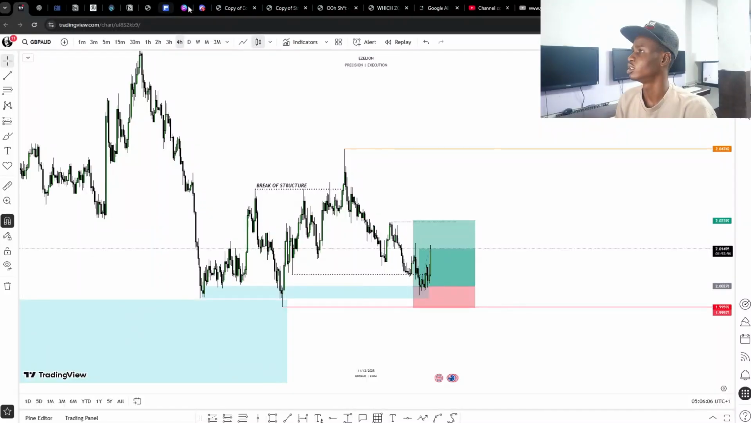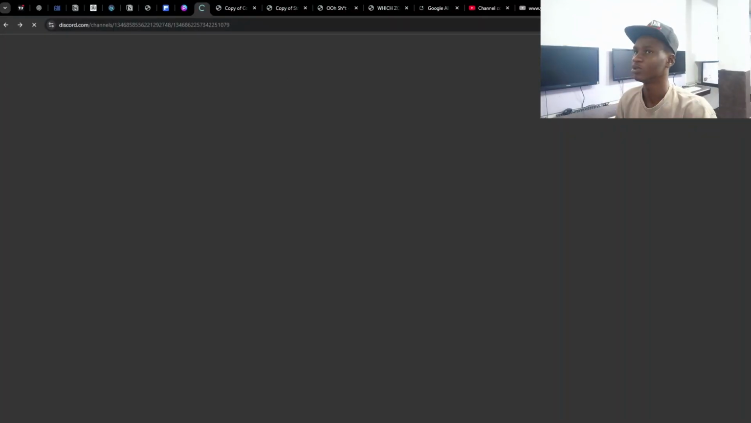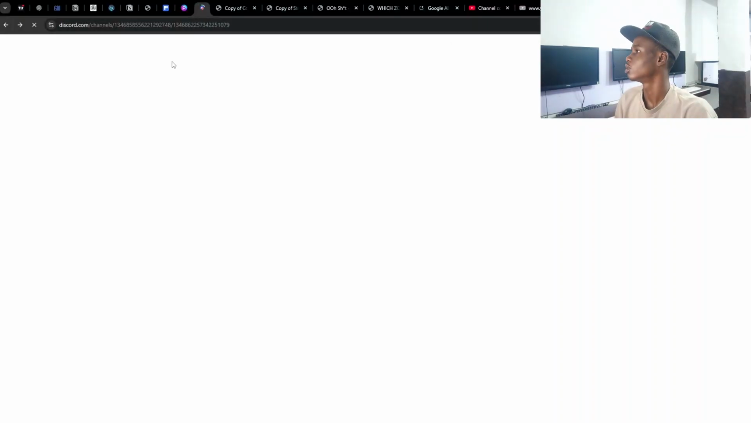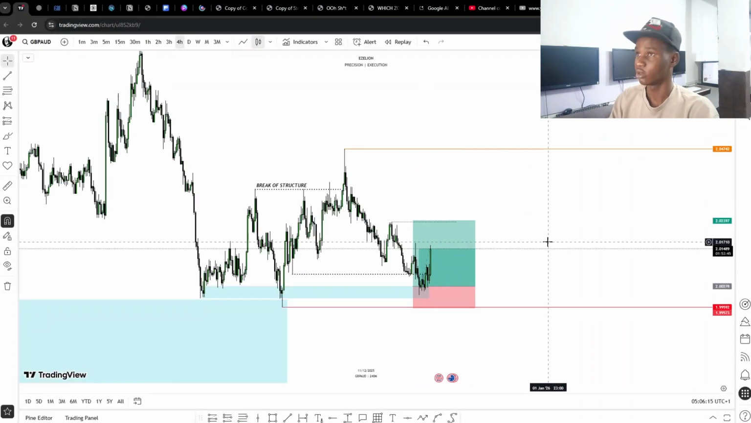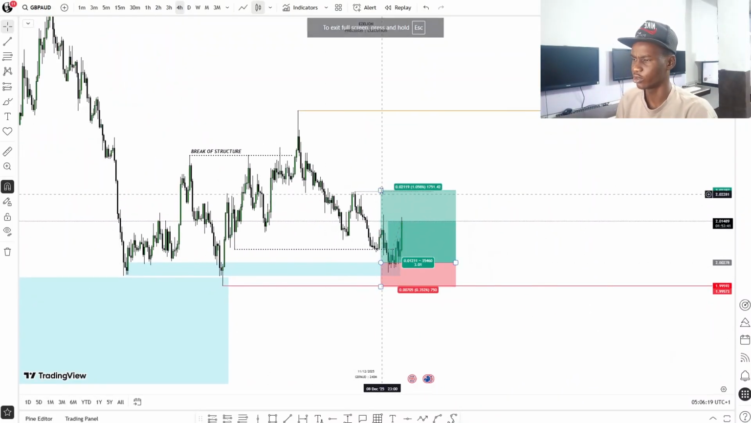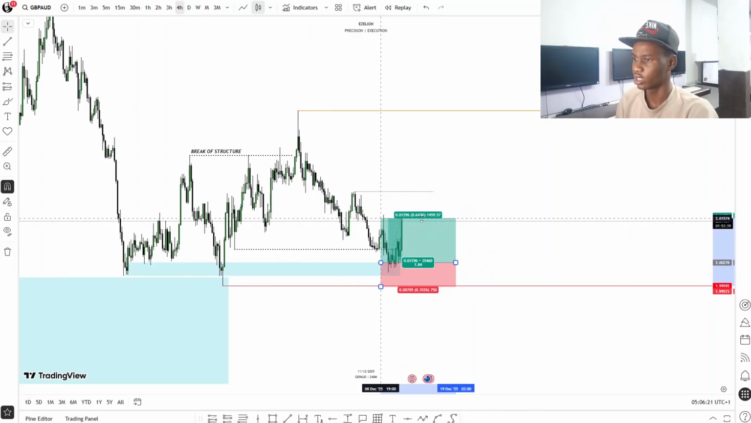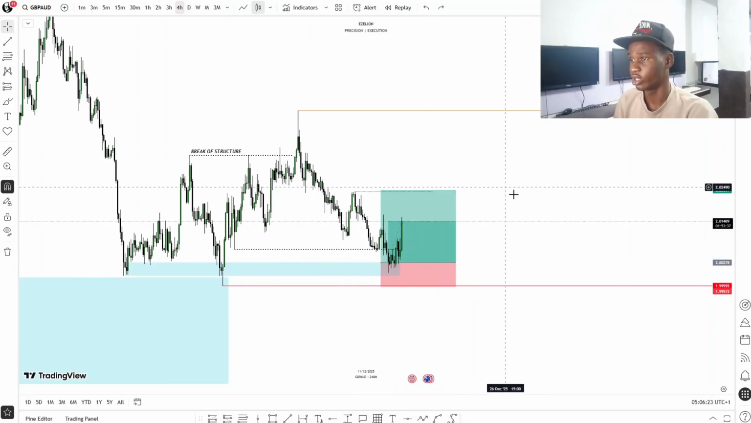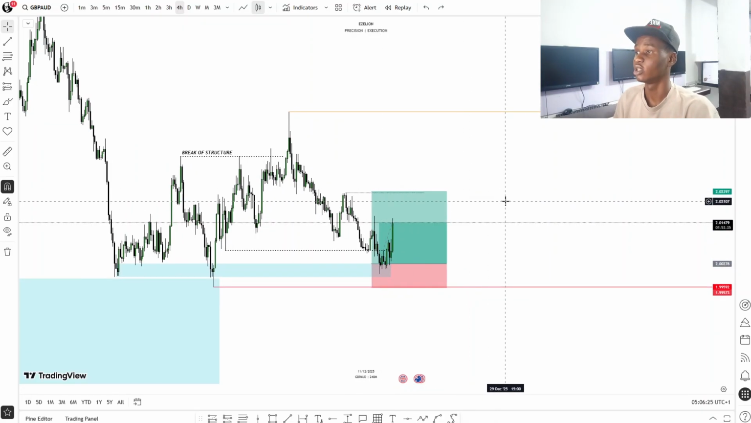Let me load this Discord. This is my Discord loading in the meantime. So this was the trade we called, and this is how it's run. I already set break even on this trade. This trade is almost 2 hours. So I told you guys 1.5 hours we set break even.